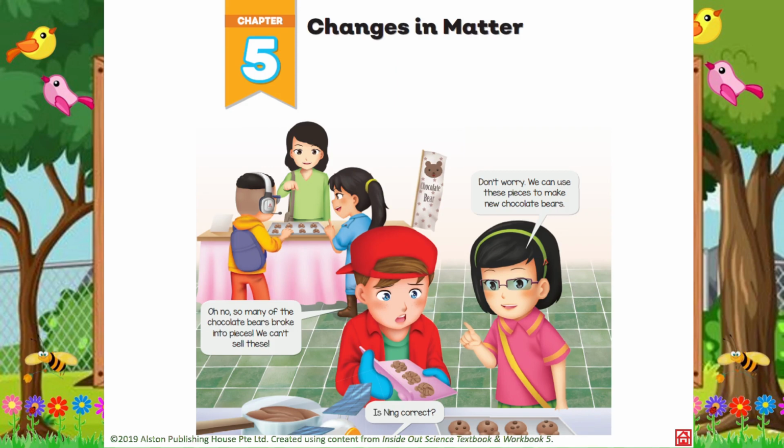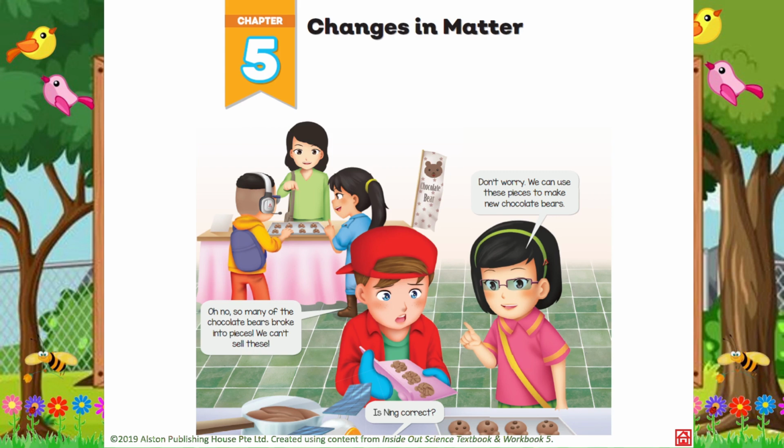Good day everyone. I hope that everyone is safe at home and are now ready to learn. So we are now opening up a new chapter in our science lesson, and that is chapter 5, changes in matter. Okay, so I would like to ask everyone to please open your student book on page 70.